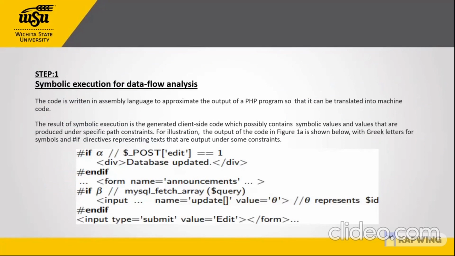Symbolic execution is used to approximate the output of a PHP program. In this code example, we use our symbolic execution engine to construct the data flows within the server-side code. The result of symbolic execution is a generated client-side code which possibly contains symbolic values and values that are produced under specific path constraints. For illustration, the output of the code in the figure below is shown with Greek letters for symbols and hashtag-if directives representing texts that are output under some constraints.